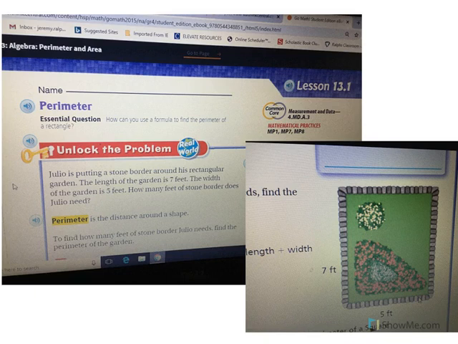This is lesson 13.1. We are talking about perimeter. Okay, so let's read this. Julio is putting a stone border around his rectangular garden. The length of the garden is 7 feet, so the length is 7. The width of the garden is 5 feet, okay? So how many feet of stone border?